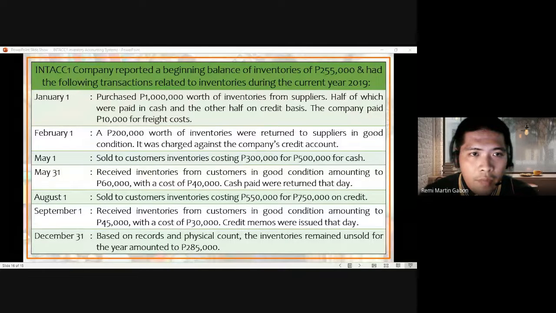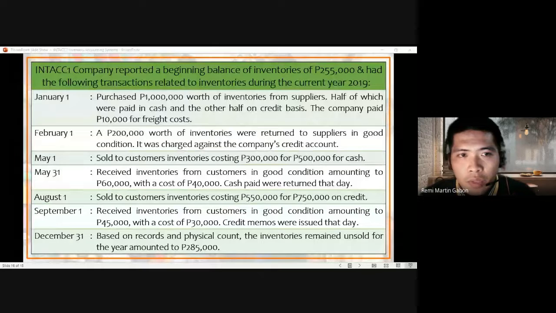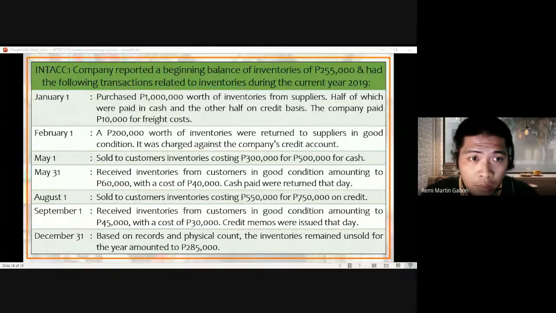Then received inventories from customers. So sales return, what you will add is the cost. So plus 40,000. Then August 1, sold to customers inventory. Okay, minus ng cost of goods sold, 550,000. Then for the returns on September 1, we add 30,000 referring sa cost.